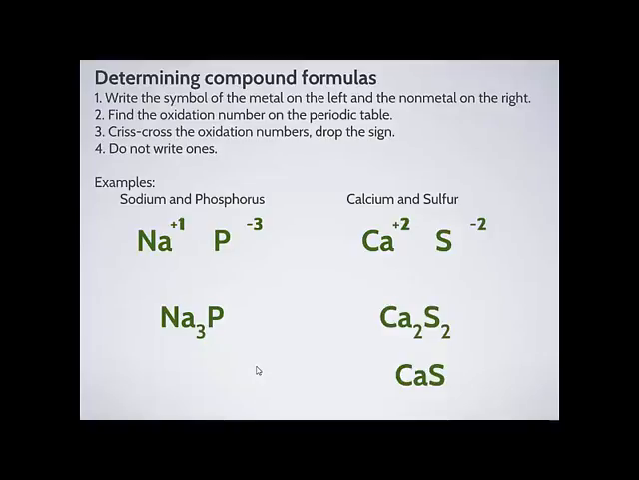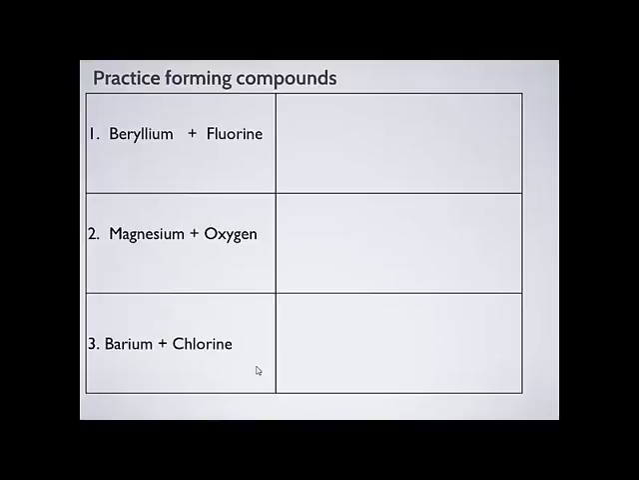Often we will simplify, because both numbers are 2, so we can divide both by 2 and we get CaS. Could we always say that it's because we have a positive 2 and a negative 2 and those equal 0? Yes. Three sodium gives you +3, 1 phosphorus gives you -3, and they balance out. And if you do gallium and sulfur, you get GaS.